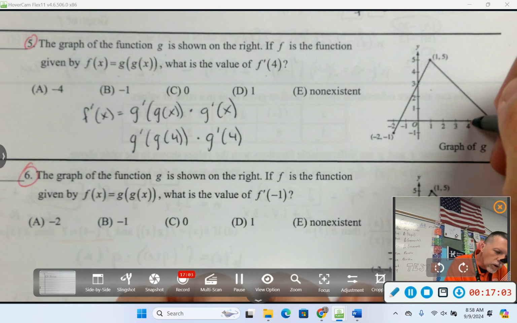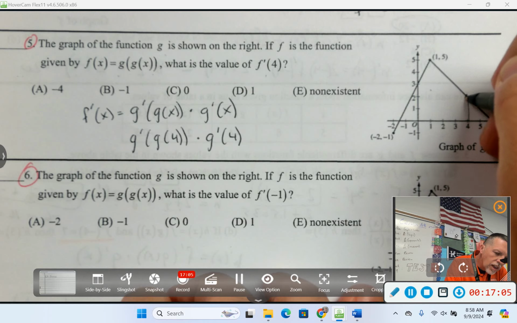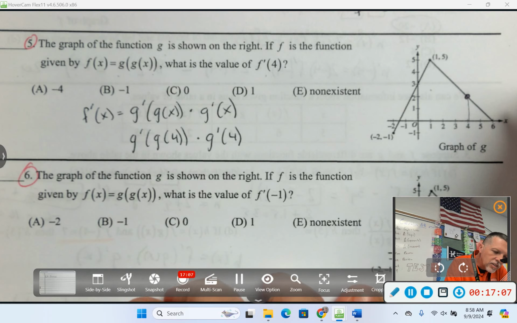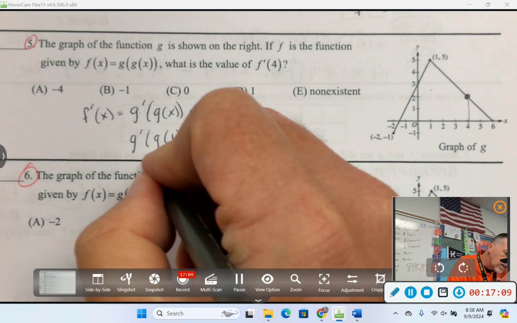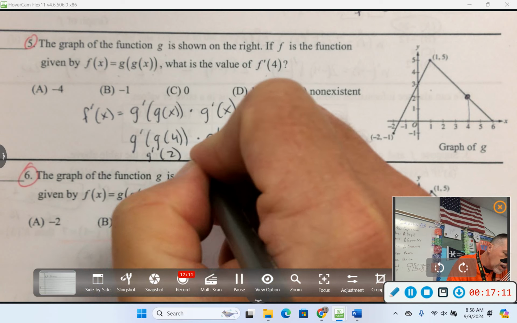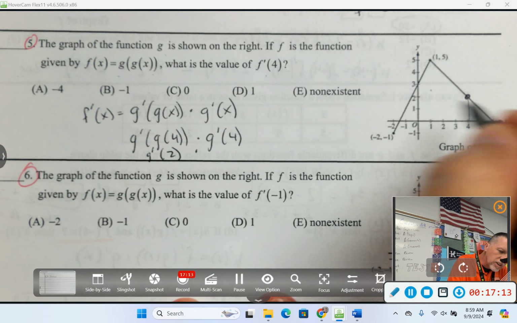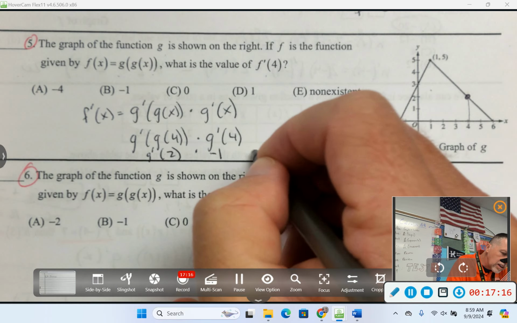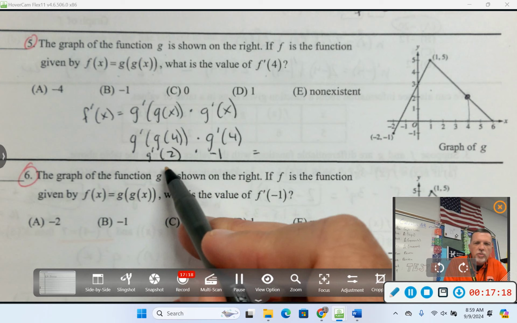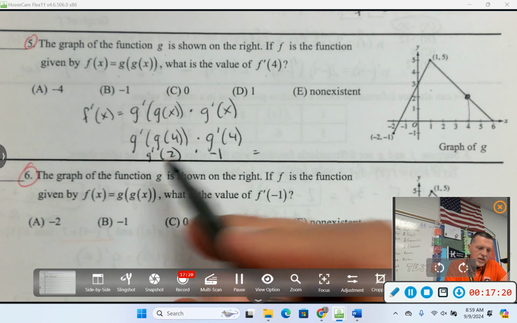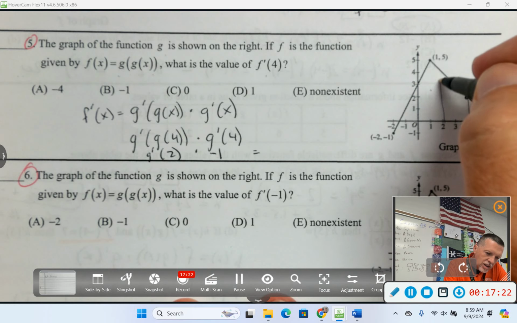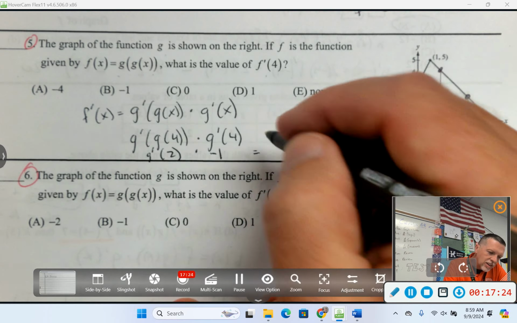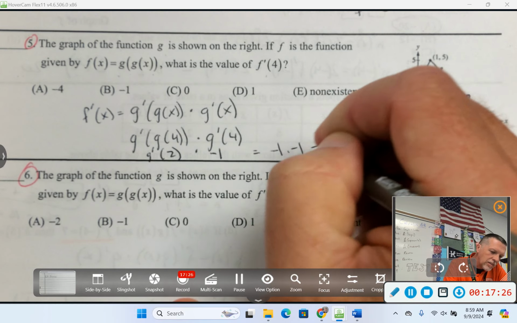G of 4 is 2. G prime of 4 is negative 1. G prime of 2, that's also negative 1. So negative 1 times negative 1 is positive 1.